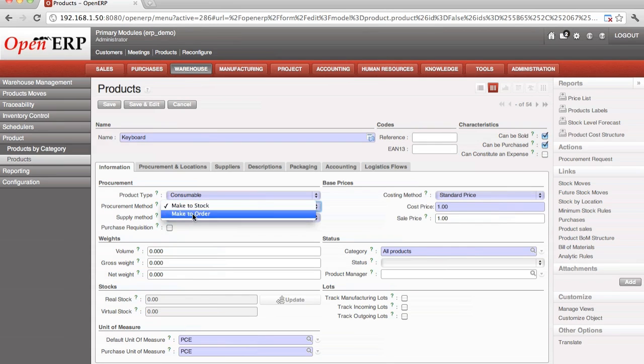If the procurement method is make to order, the products will never be stocked. A purchase order will be given if the supply method is buy, and a manufacturing order will be given if the supply method is produce.